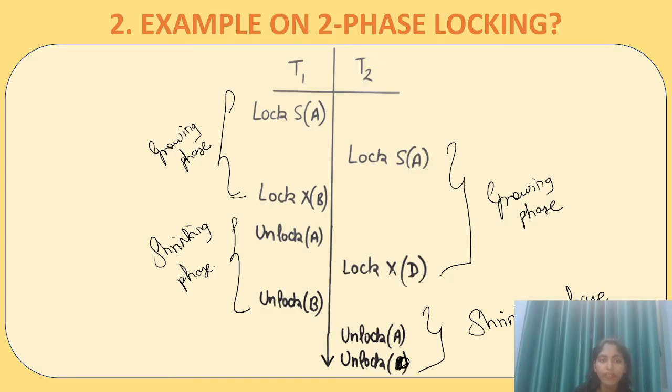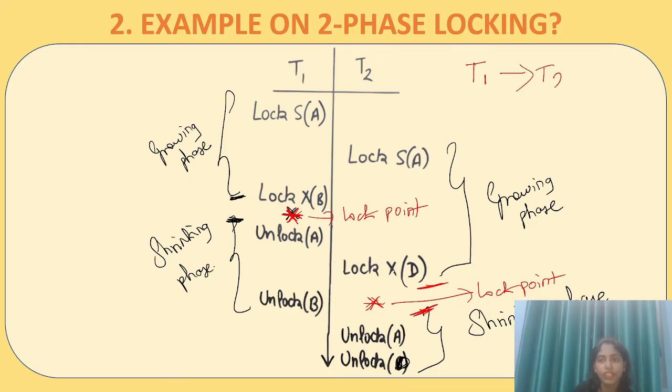Okay, so now where is the lock point? Last stage of growing phase and the first stage of shrinking phase. In between you have to put the lock point. So here the lock point will come. This is the lock point. And where is the lock point for T2? Again, last stage of growing phase and the first stage of shrinking phase. In between, the lock point will come. This is called as lock point for transaction T1. Now, whichever lock point is coming first, that transaction is getting completed first. So T1 will get completed first. So transaction T1 will finish its task first and then T2 will finish, because the lock point of T2 is down and the lock point of T1 is on top.